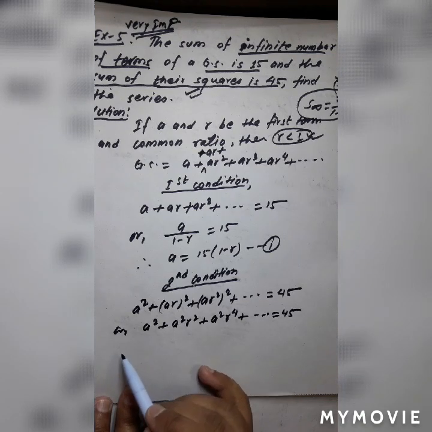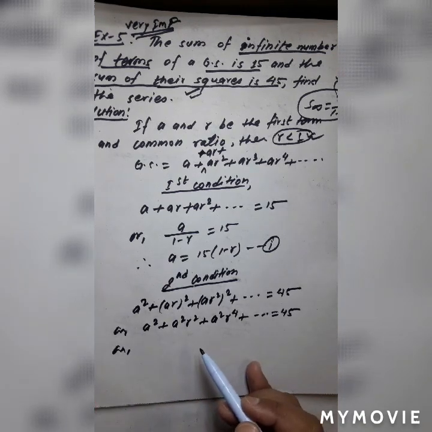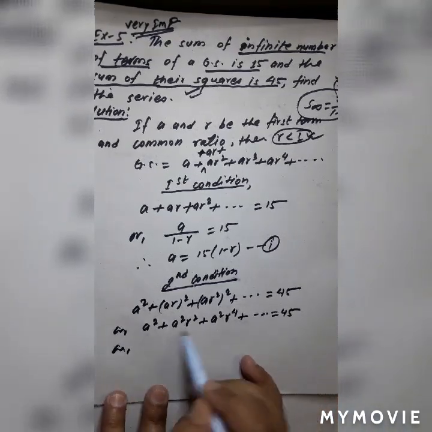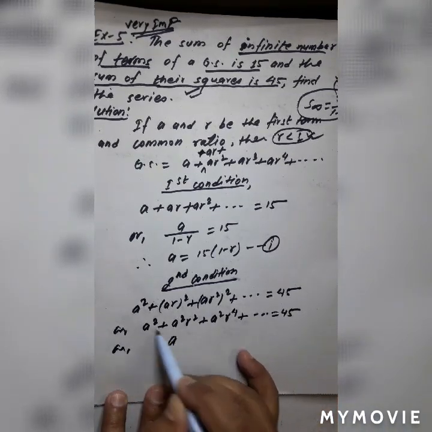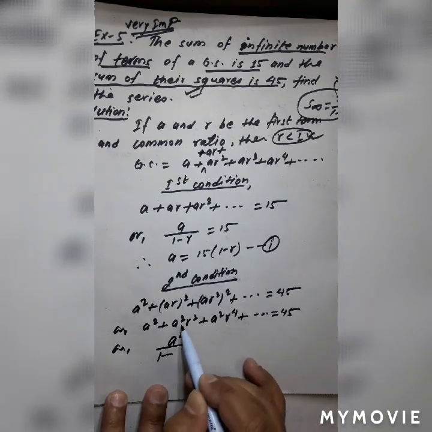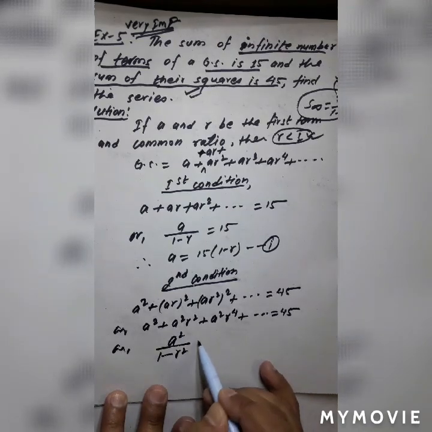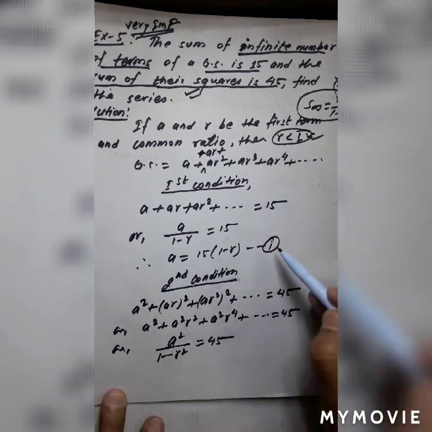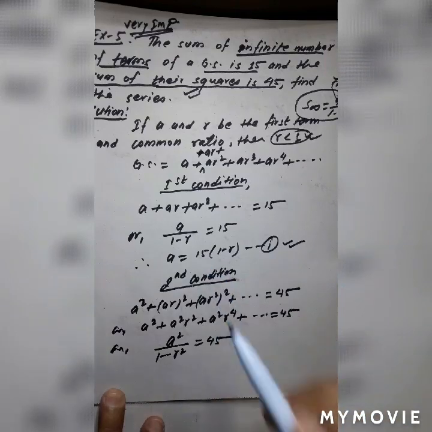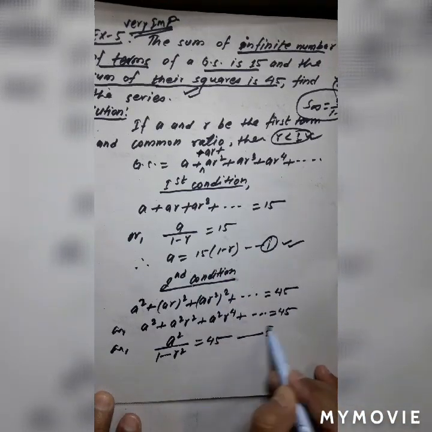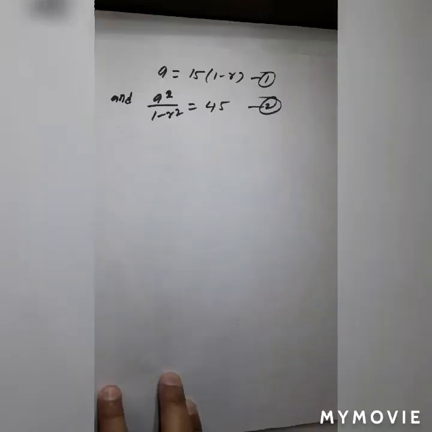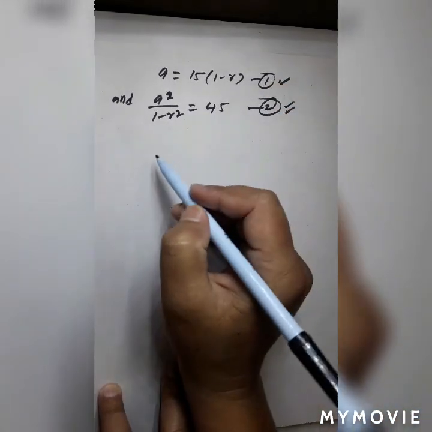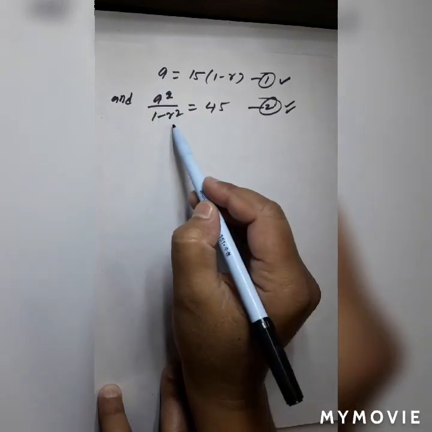This is also a geometric series, so it has sum S infinity equals a by 1 minus r, where the first term is a square and the common ratio is r square. So a square by 1 minus r square equals 45. Let's call this equation 2. Now we have two equations, 1 and 2. By solving these two equations we can get the first term a and the common ratio r.